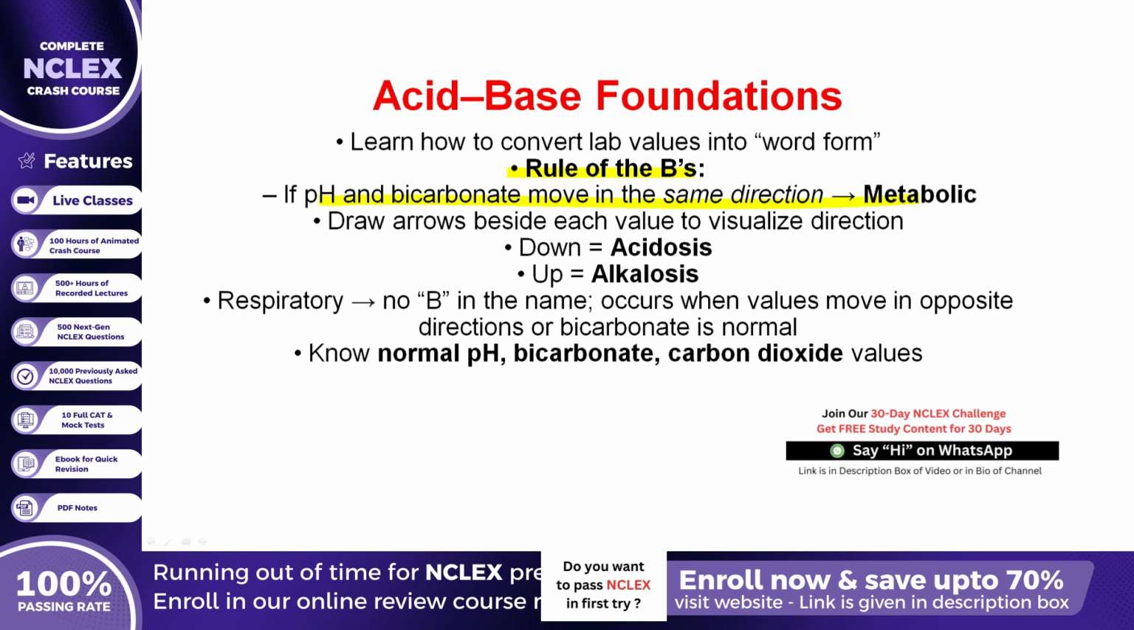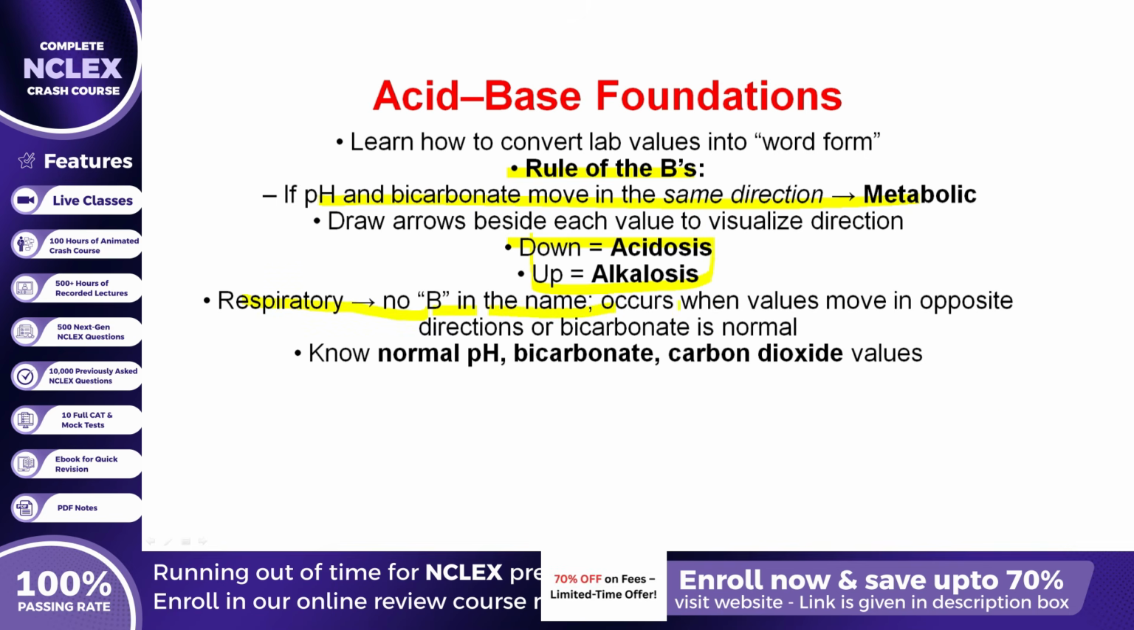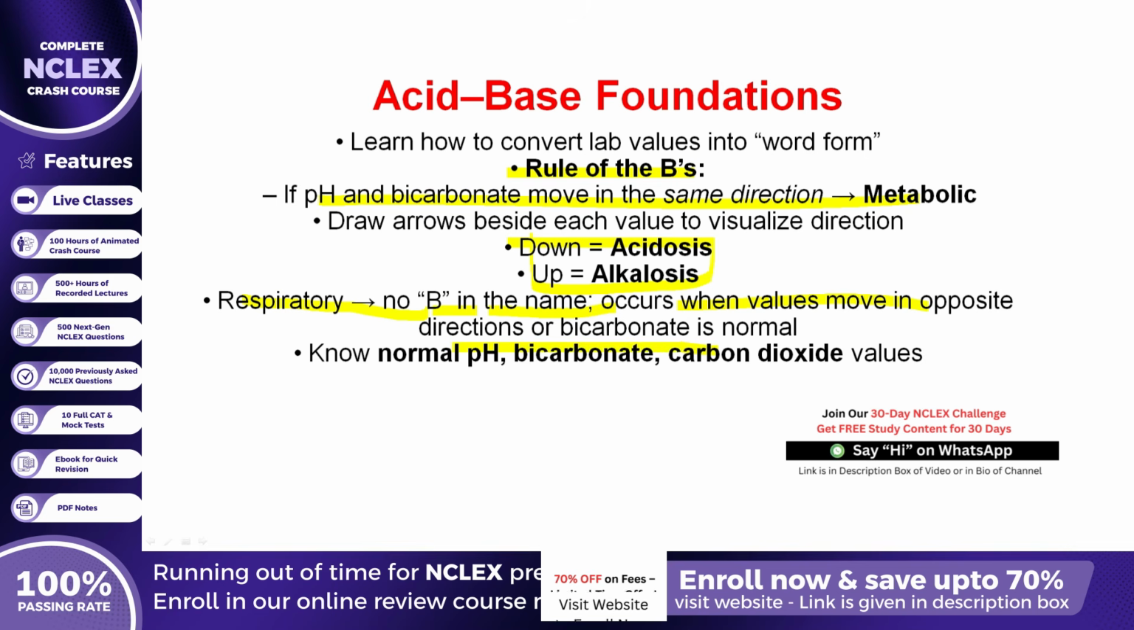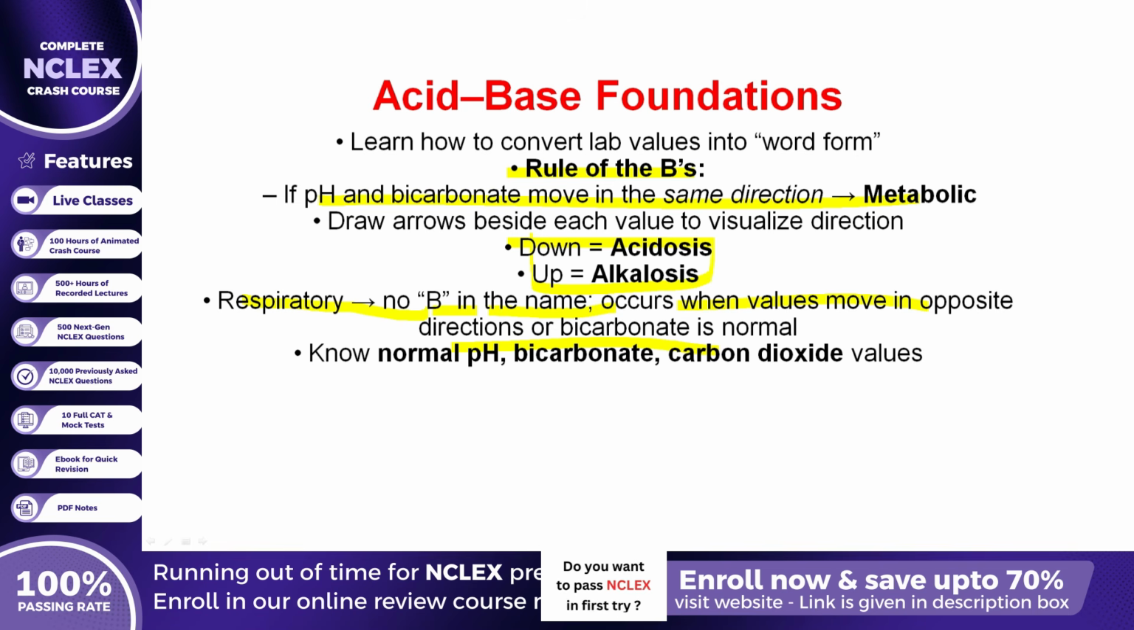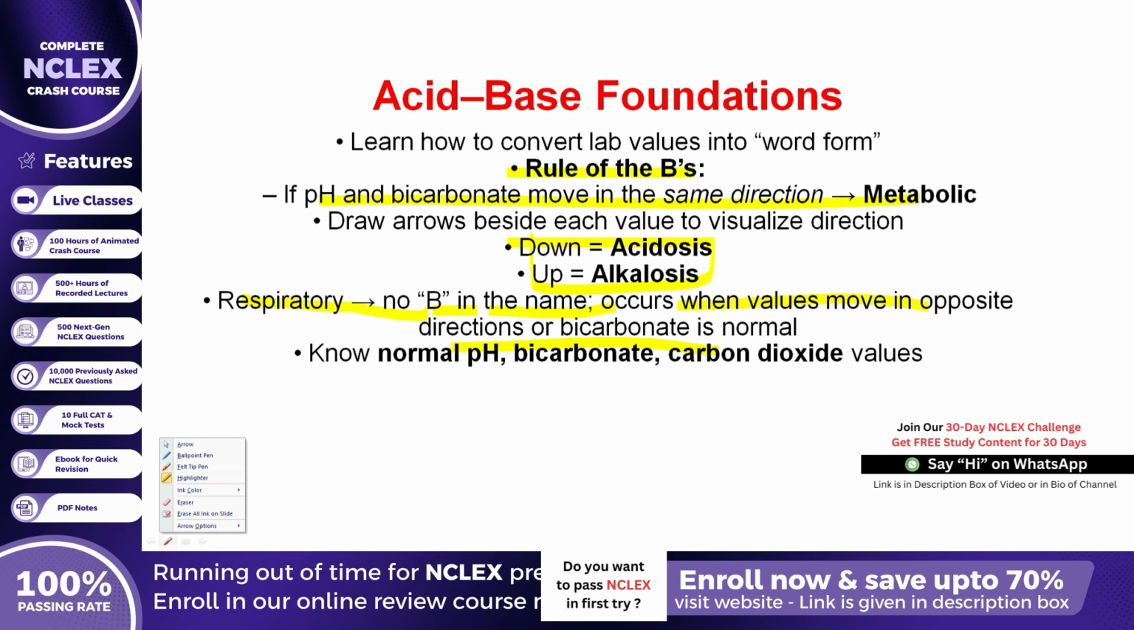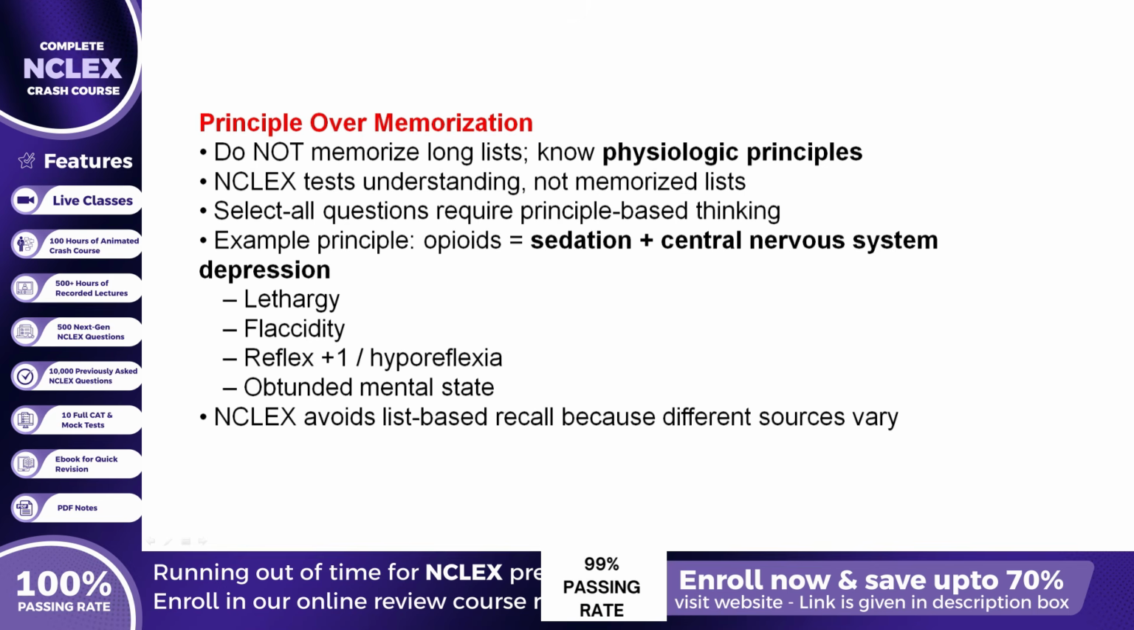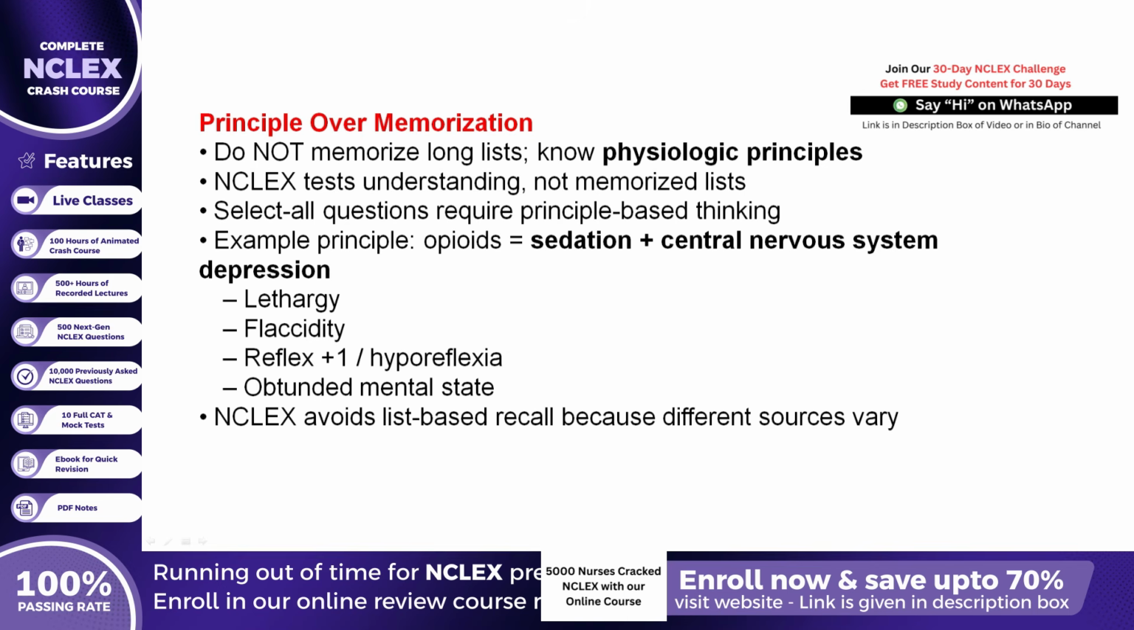When those arrows point down, it represents acidosis. When those arrows point up, it represents alkalosis. Respiratory imbalances do not have a B in the name, so they occur when values move in opposite directions or when bicarbonate is normal. And finally, we must know normal pH, bicarbonate, and carbon dioxide values, because everything in acid-base interpretation depends on recognizing what is normal and what is not.